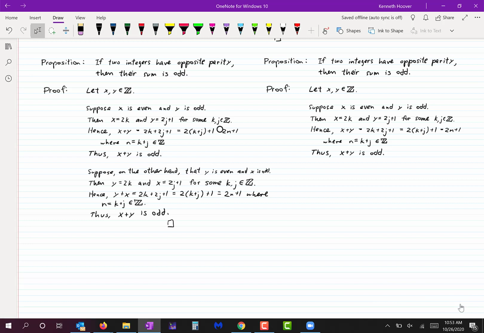Okay, what we can do, I shrunk it down so I can fit. I didn't want to erase what we had already written, but over here, where it says suppose x is even and y is odd, I'm going to throw in a phrase there which sounds like I'm cheating.